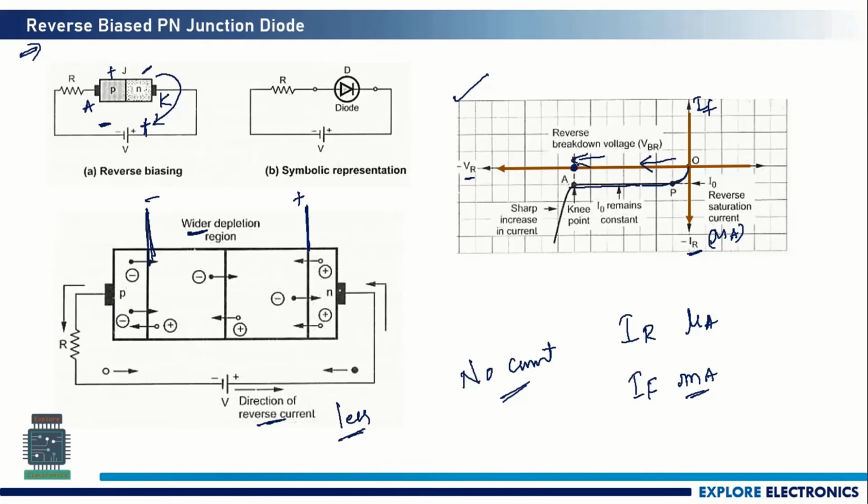After this point, if we further increase the reverse voltage, what happens? The diode reaches the reverse breakdown voltage. There might be a chance of breakdown of the diode. And here you can see the sharp increase in the current. This is called the knee point. Knee point in the sense, whenever there is an exponential increase, we call it a knee. So from the breakdown voltage onwards, if we further increase the reverse voltage, the diode current will increase sharply, and there might be a chance of breakdown in the diode.